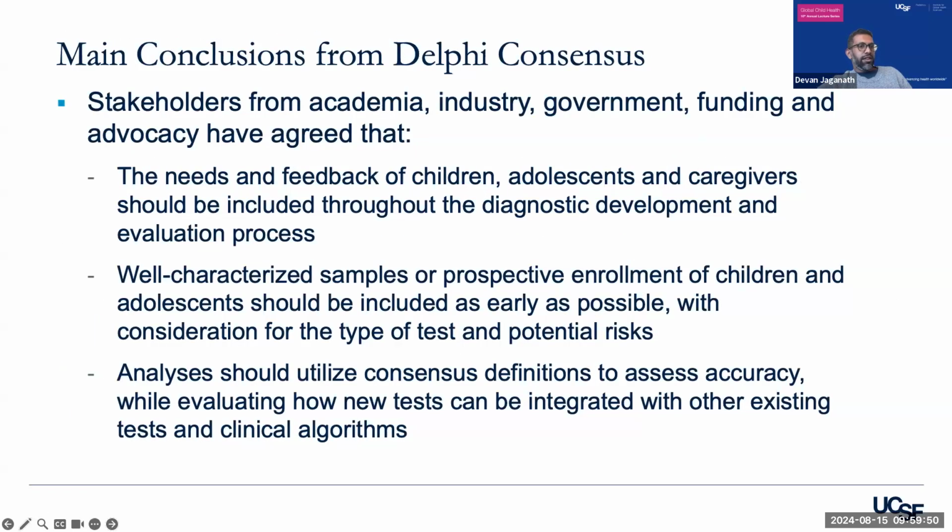So in conclusion, we tried to get together all these different stakeholders, and we were able to get consensus that the needs and feedback of children, adolescents, and caregivers should be included throughout the diagnostic development and evaluation process, that we can utilize either well-characterized bank samples or prospective enrollment of children and adolescents, and they should be included as early as possible. But we should be considering the type of tests and the potential risks. And when we're doing these analyses, we should be using standard consensus definitions and considering how we can integrate them into existing algorithms and other tests.